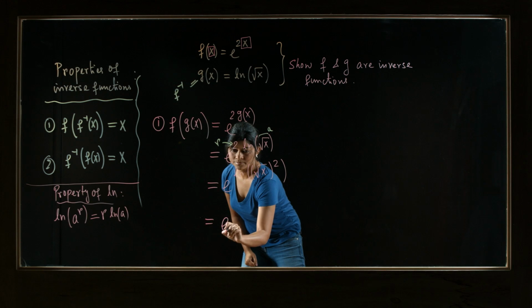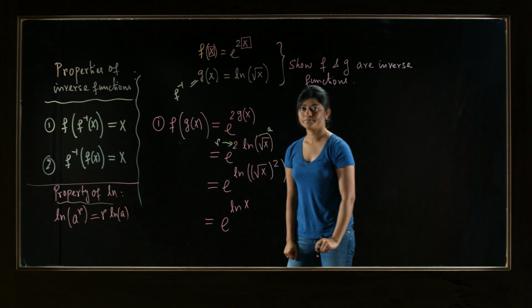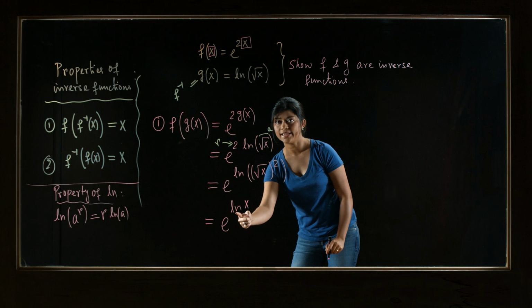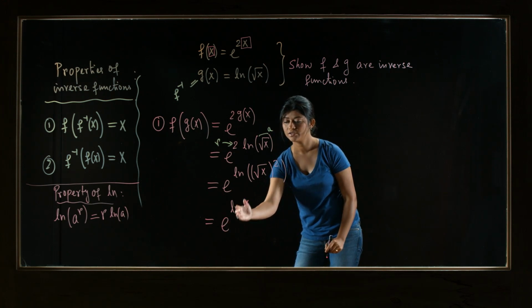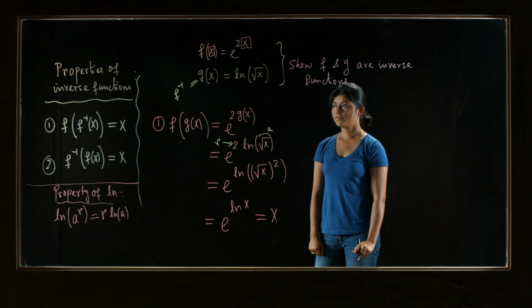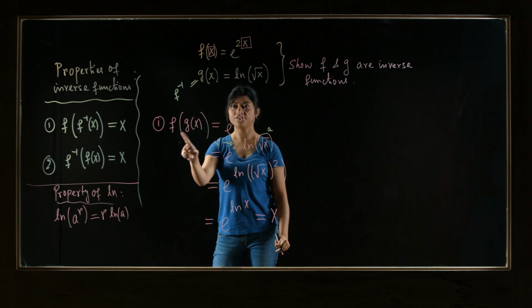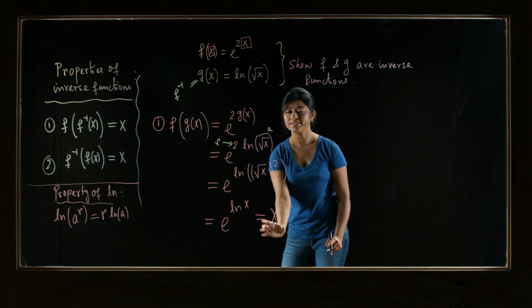And square root of x squared is nothing but x. And notice e and ln, we know they're inverse of each other, so they cancel, and you ultimately get x. So the first property is satisfied by f and g. f of g of x is equal to x.